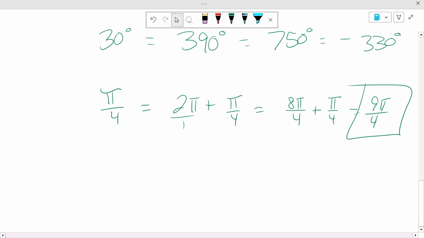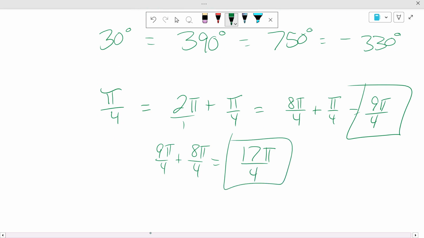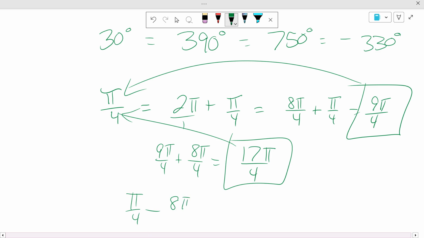Okay? What's another one? Well, I take 9 pi over 4 and add another 8 pi over 4 to it. So then 17 pi over 4 is also coterminal with that. Well, if I want a negative one that's coterminal, instead of adding 8 pi over 4, I'm going to subtract 8 pi over 4. And I get negative 7 pi over 4. So negative 7 pi over 4 is coterminal. So those are all coterminal angles. All right.